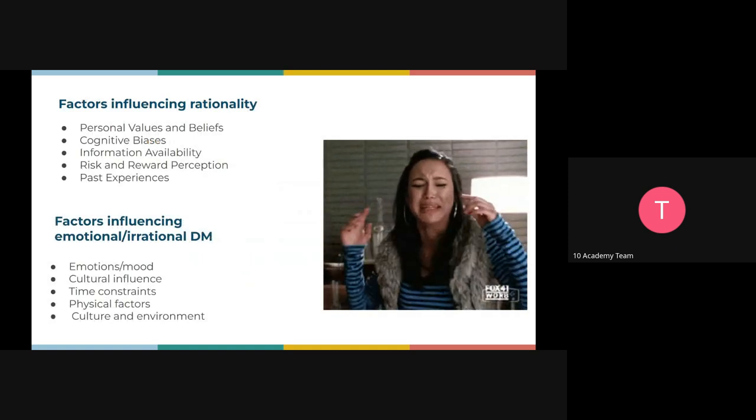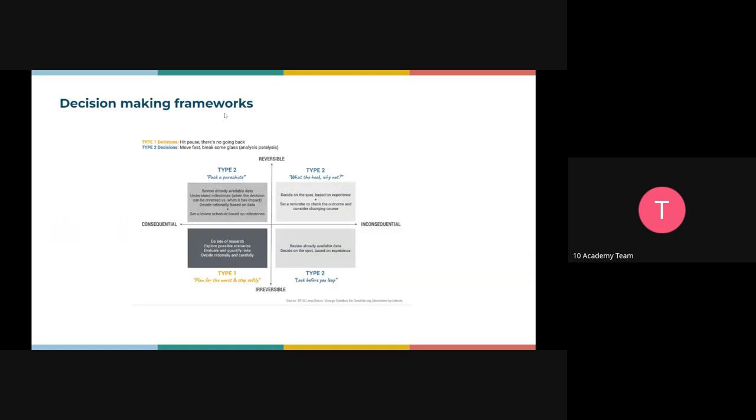So he kind of summarizes decisions into two types. So we have two types of decisions. We have type 1 decisions and type 2 decisions. So type 1 decisions are those decisions that once you make them, they have like a very high consequence. So if you look at this quadrant here, I have the type 1 decision and then the type 2s.